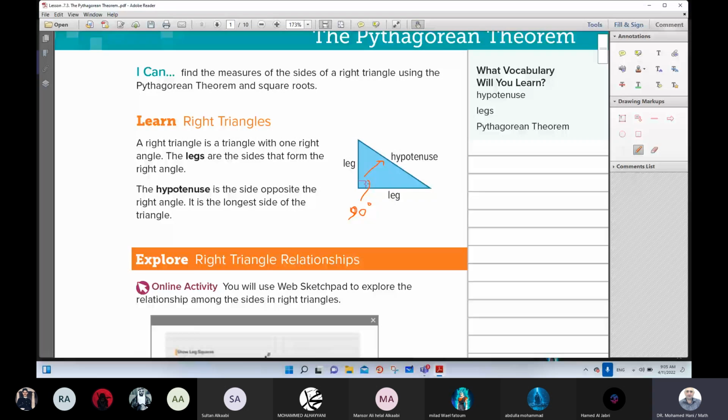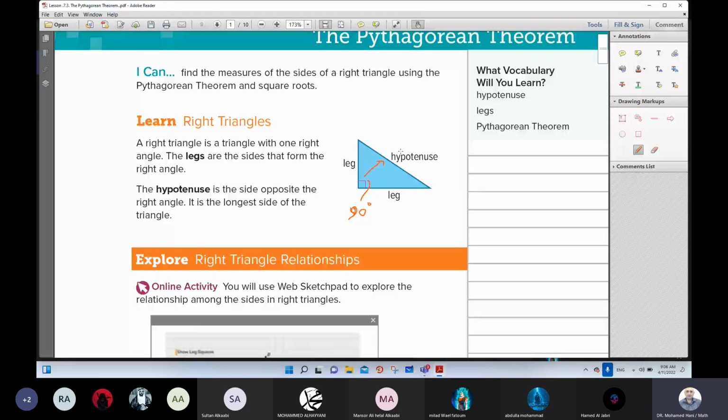Inside the right triangle, we have the sides adjacent to the 90 degree angle. The name of this side will be the leg, and the second adjacent side is also a leg. And the opposite side is the hypotenuse. It's very important to learn and remember the name of each side in this triangle. So this is the important information for the Pythagorean theorem.